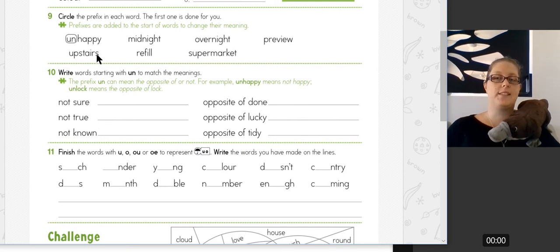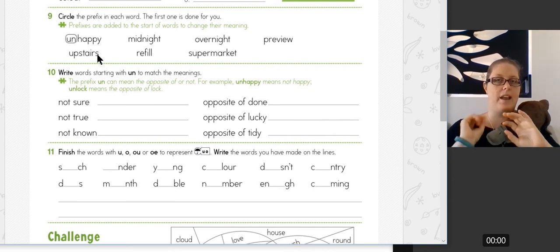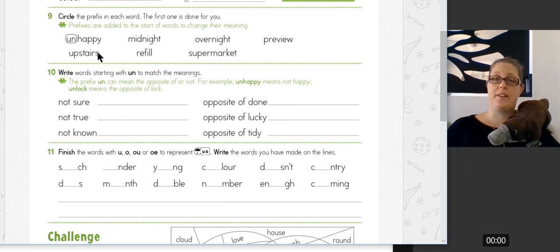Have a look through the rest of the words. See if you can find the base word, so the word that makes sense on its own, and then the bit that's been added to the beginning of the word, and circle that part. Highlight the prefixes now.